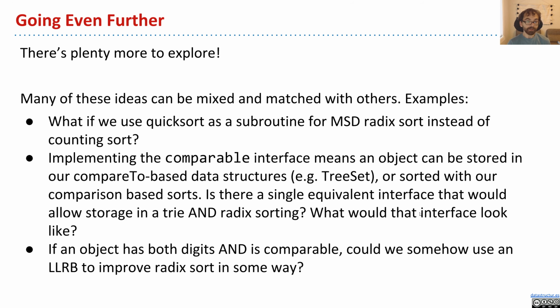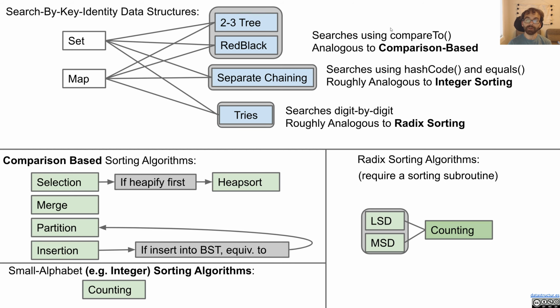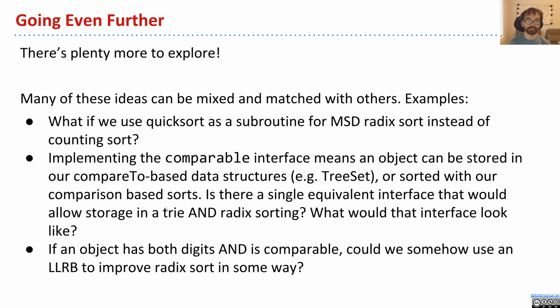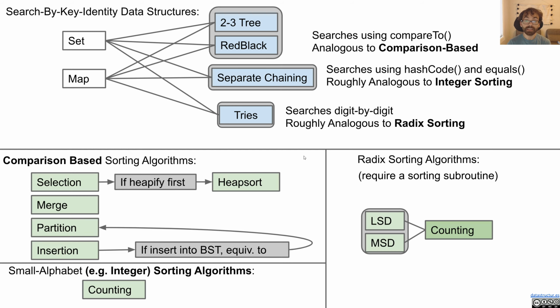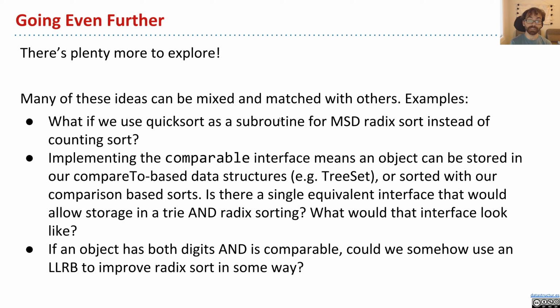Another: we saw that if we implement Comparable, we get a compareTo method, which means that we can now put those objects in a 2-3 tree or a red-black tree. And we can also do comparison-based sorts. So by implementing Comparable, those objects are now eligible to interact with this beautiful idea and all of these beautiful ideas. Is there something similar, given that there's an analog between radix sorting and tries? Is there some single interface that would allow you to store something in a trie and radix sort? What would that interface look like? Is that something that could exist, should exist?